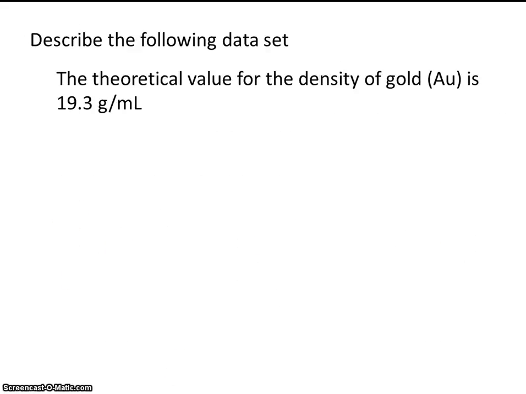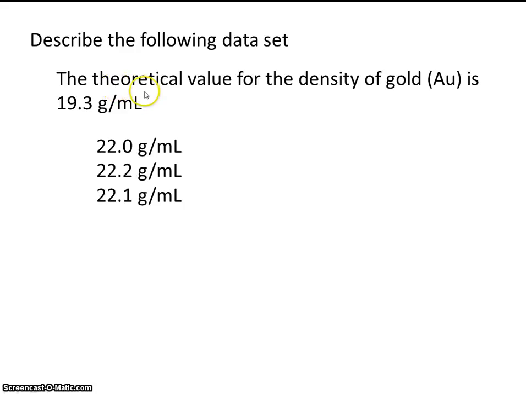If not, I've included a more real-life example here. The theoretical value for the density of gold is 19.3 grams per milliliter. Let's say you and your lab partner set out to determine experimentally what the density of gold was. And these were the 3 values that you got: 22.0, 22.2, and 22.1.